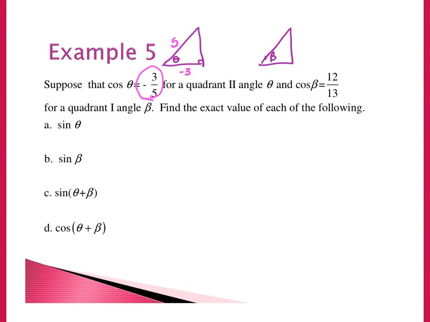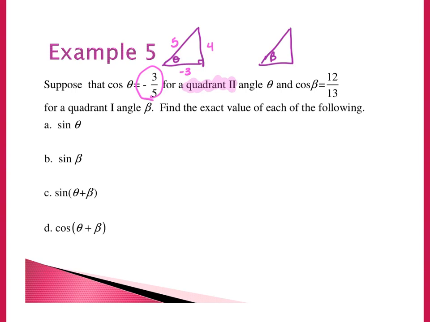And then I need to fill in the missing side. Now I should know the value of the missing side is what? What's the triple? 4, but how do I know if it's positive or negative? How do you know that? Because of the quadrant. Good. That's what this is giving you.